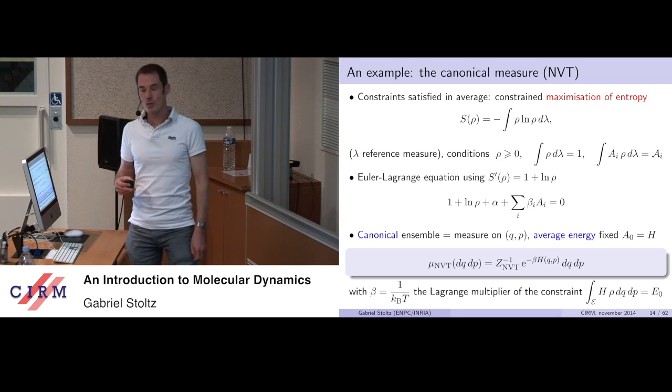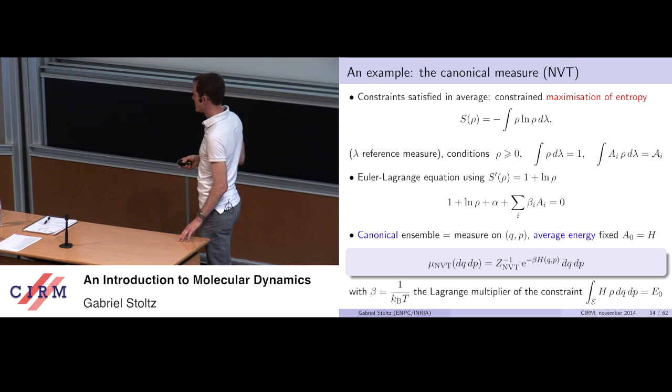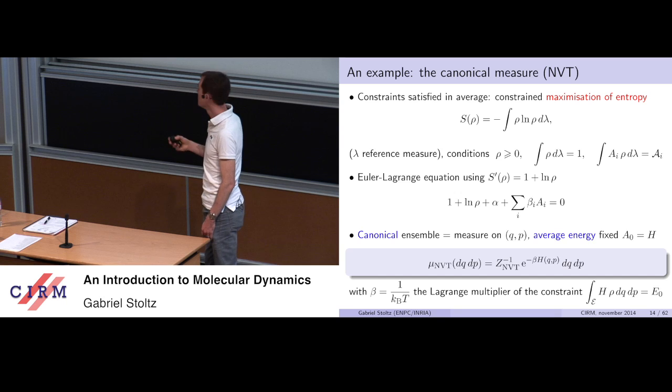A very orthodox way of deriving the canonical measure is to say that I want the least biased probability measure which is such that the energy is fixed in average. One way of quantifying how biased, or how uniform, a probability measure is, is to resort to an entropy, which would be minus the integral of rho log rho d lambda. Here lambda is a reference measure, typically the Lebesgue measure dq dp, and rho is the density of my probability measure with respect to the Lebesgue measure.